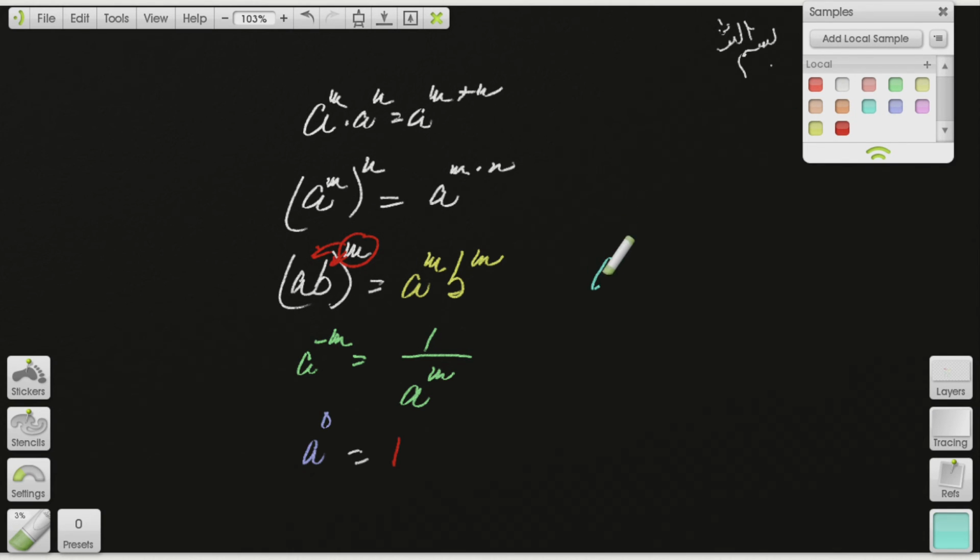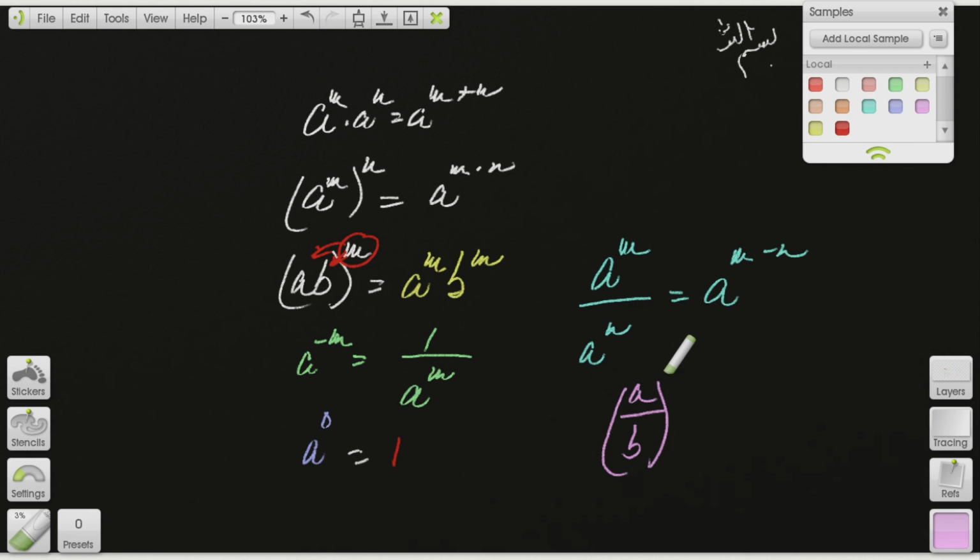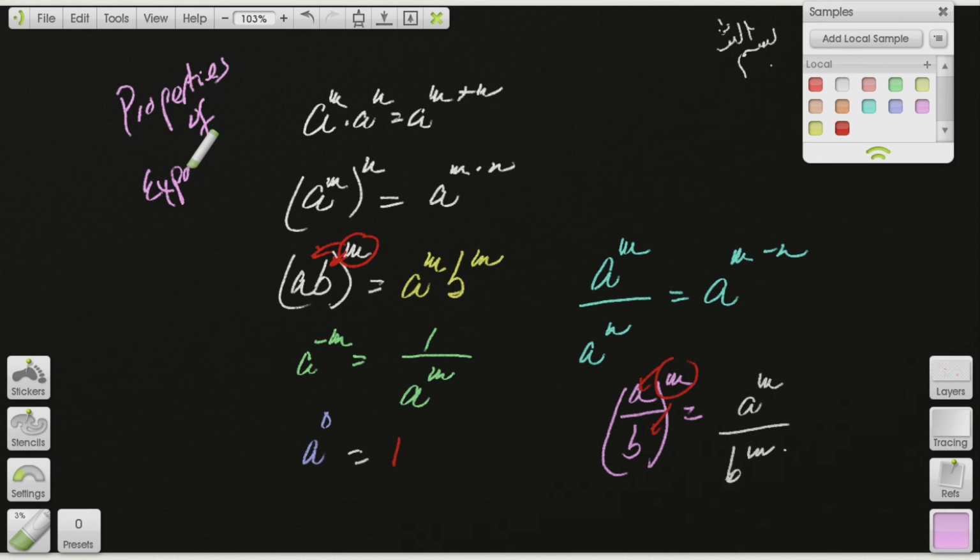Okay, and then we have a to the m over a to the n. This is a to the m minus n. Okay, and finally we talked about a over b to the m. This is going to be, again, distribute this. Okay, you get a to the m over b to the m, like that. So these are properties of exponents. Don't leave home without them. You got to know them, okay?